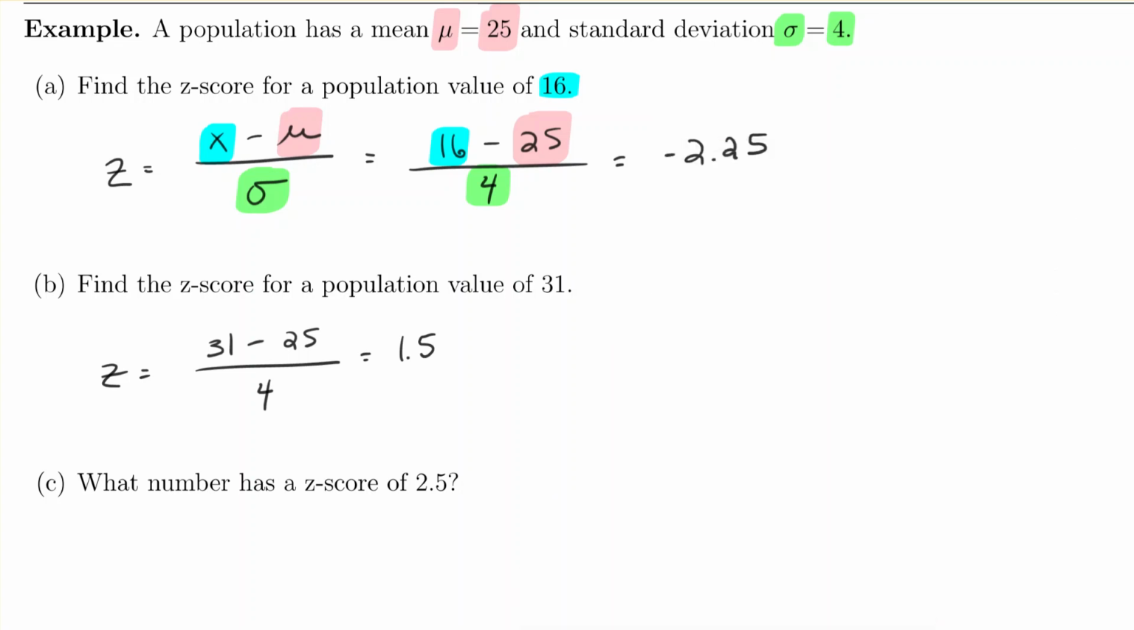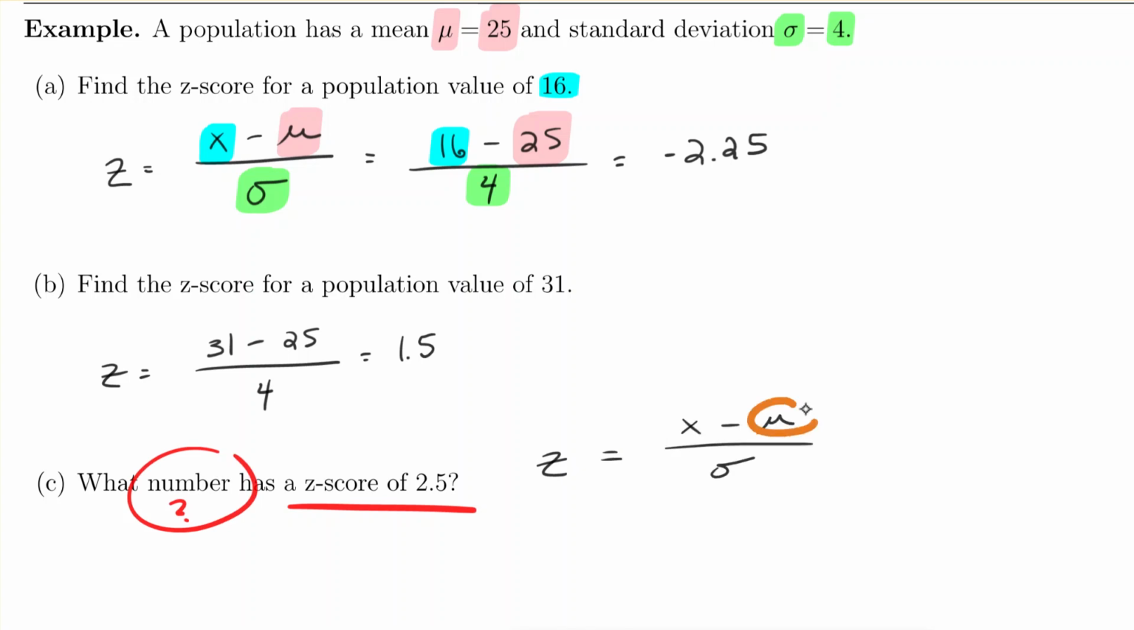Now, in reading part C, we see it's phrased differently. They no longer give us a data value and ask for a z-score. Instead, they give us a z-score and ask for the data value. So we're kind of reversing the process. I know this formula applies, and it tells me if you know the mean, the standard deviation, and the data value, you can get the z-score. But in reverse, if I knew the z-score, the standard deviation, and the mean, I could find the data value. So that's what I'll use here. We know each of these things.